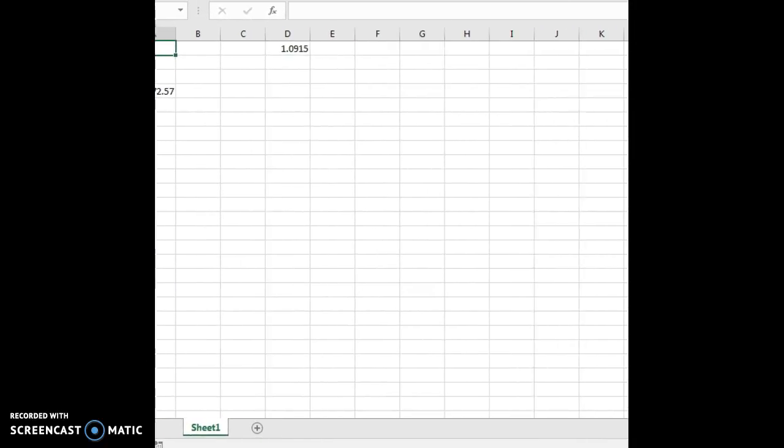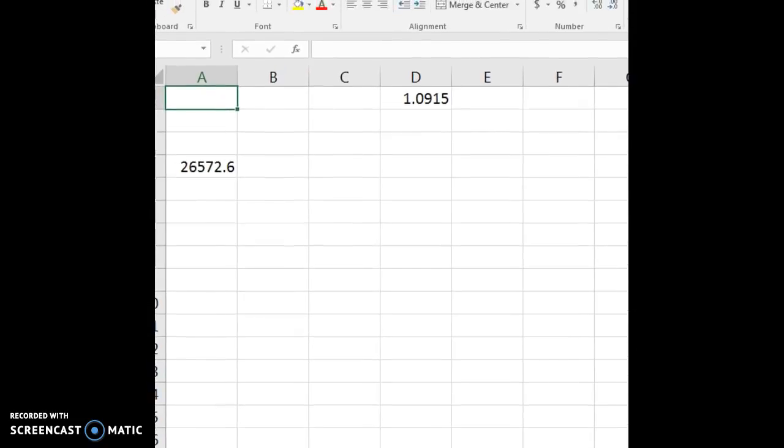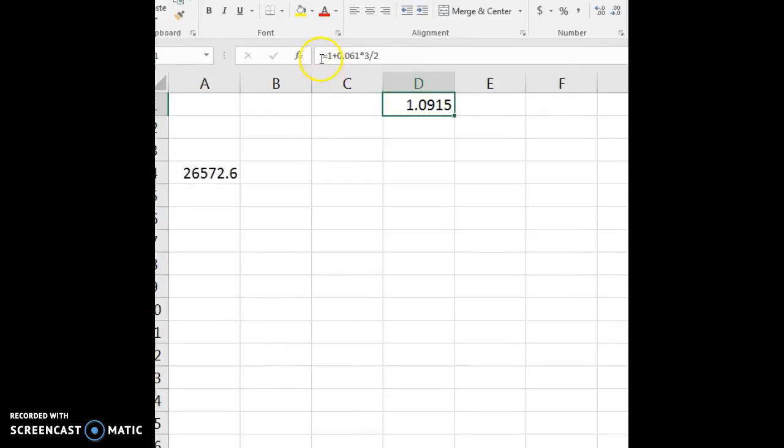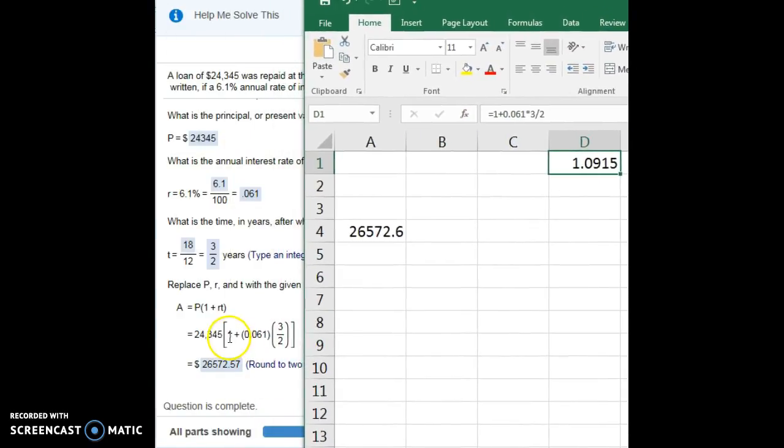I used Excel as my calculator. Let me zoom in a little bit. So here I just typed in the parentheses part: 1 plus that number times 3 over 2. And when you type that into Excel, Excel knows the order of operations. So it does this multiplication first, and then it adds 1 to it, and you get that result.